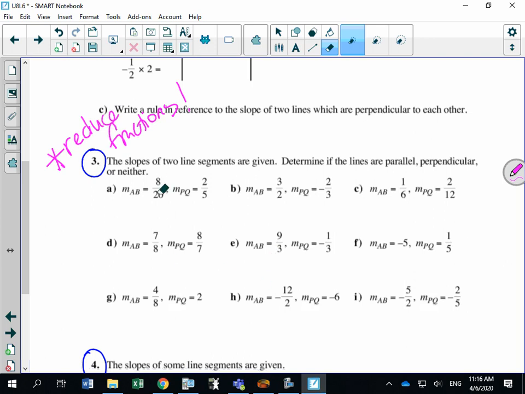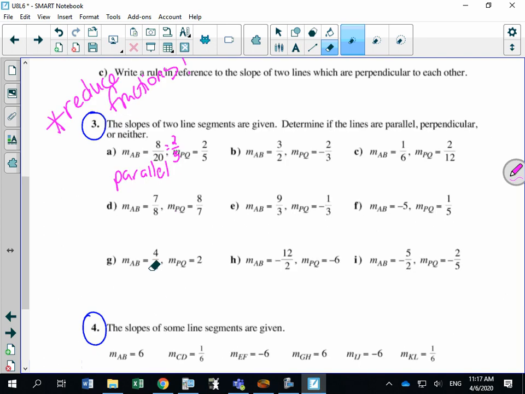So 8 over 20 is not reduced. If you reduced 8 over 20, that would be 2/5. So 2/5 and 2/5, those are identical slopes. This would be parallel, right? So don't forget to do that.